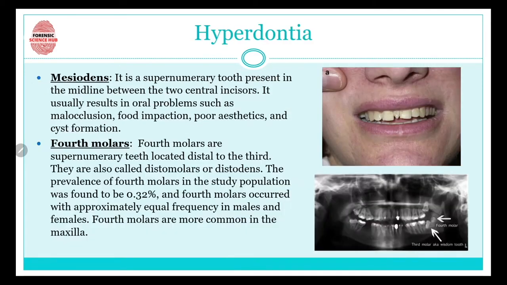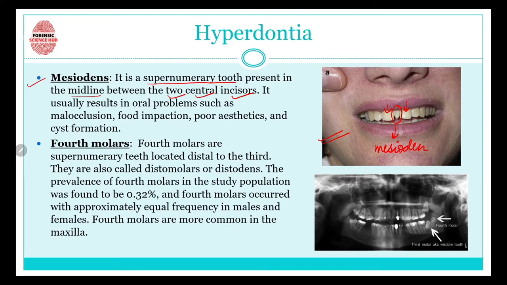First, let's talk about mesiodens. It is a supernumerary tooth that is present in the midline between the 2 central incisors. If you look at this picture, this is one central incisor, this is the second central incisor, and you can see that here is a tooth present in between these two, and this is a mesiodens. It usually results in oral problems such as malocclusion, food impaction, poor aesthetics and cyst formations.